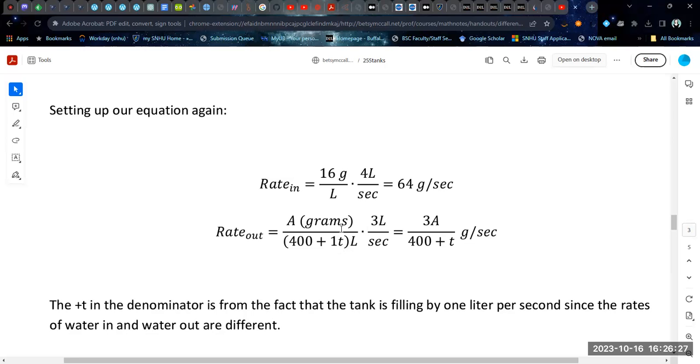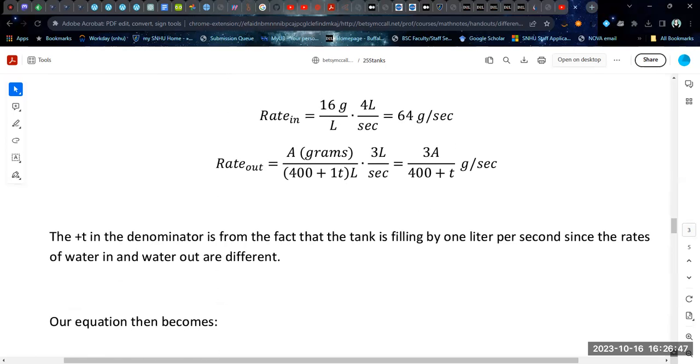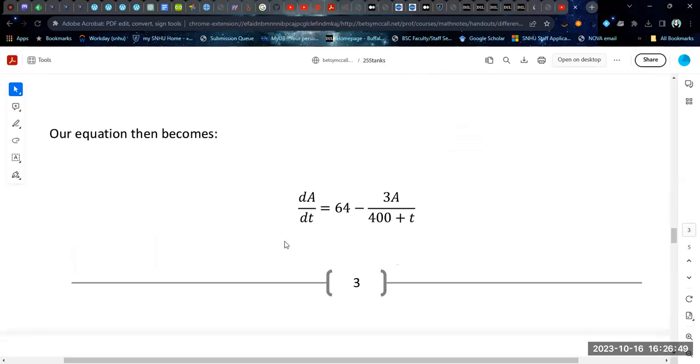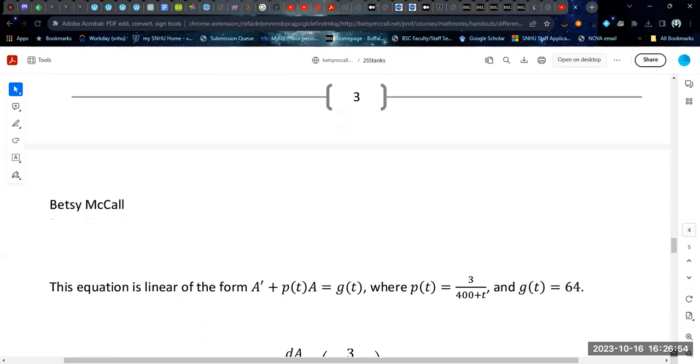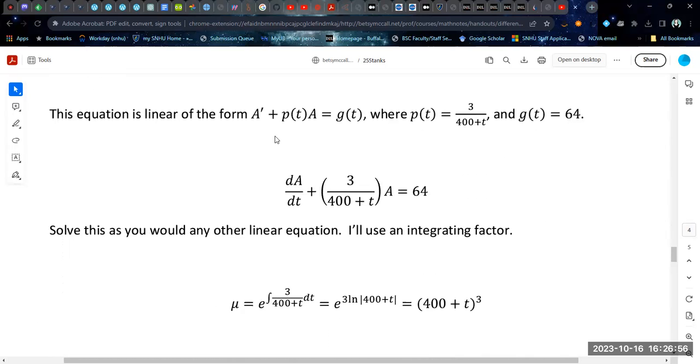So when we can't really simplify this quite as much as we did before, we end up with this expression. The rate out now depends on time, and so we're not going to be able to do separation of variables anymore. We're going to have to do linear integration methods with our integrating factor. So we end up with this as our differential equation, and we're going to use our linear process.